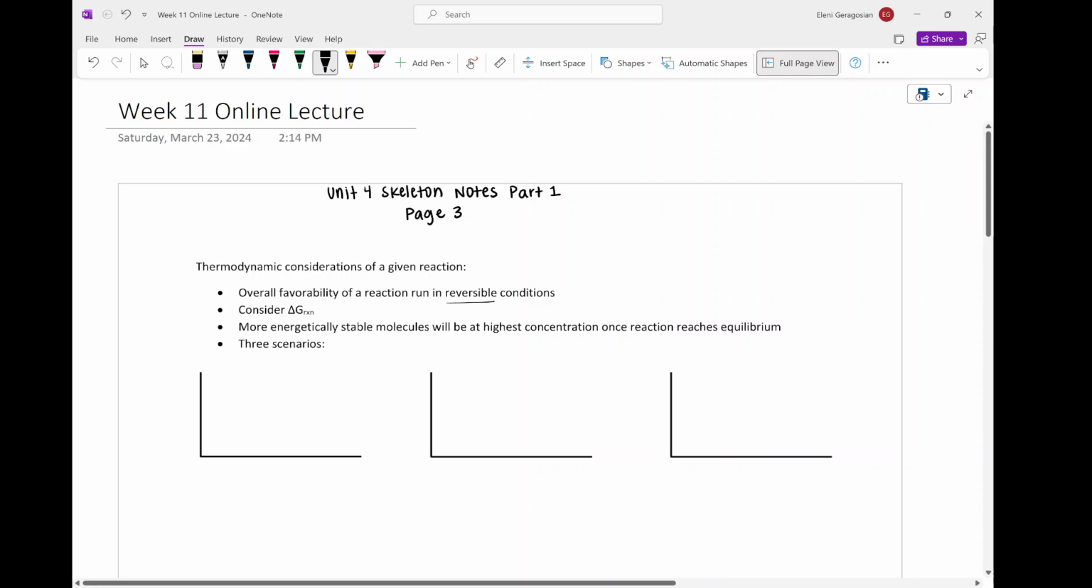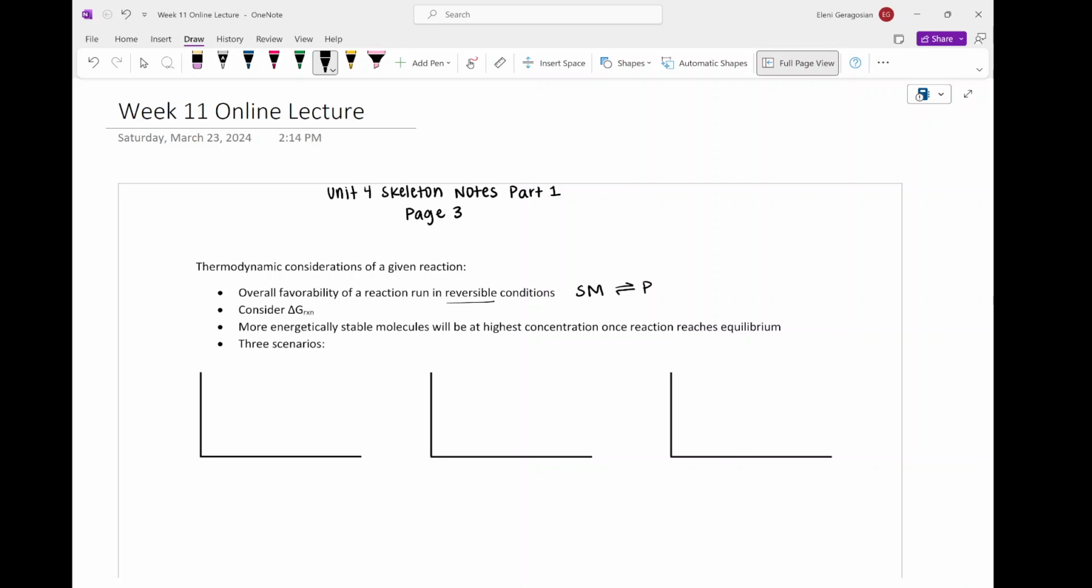Later, we'll talk about kinetic considerations, and in kinetic considerations, we're thinking about an irreversible reaction. But for a reaction run in reversible conditions, which remember means if you have any starting material and it's forming the product, they're in some sort of equilibrium with each other, where the product, once it's formed, can also go back and form reactants. And so the overall favorability of a reversible reaction is the more stable molecule.